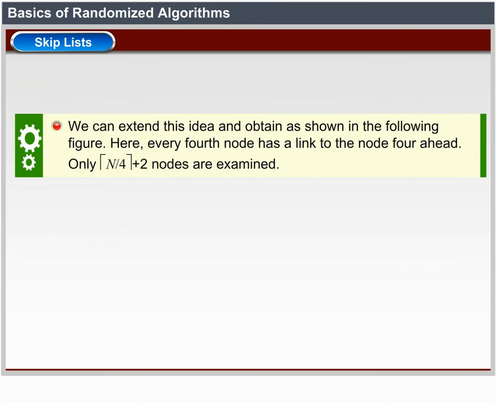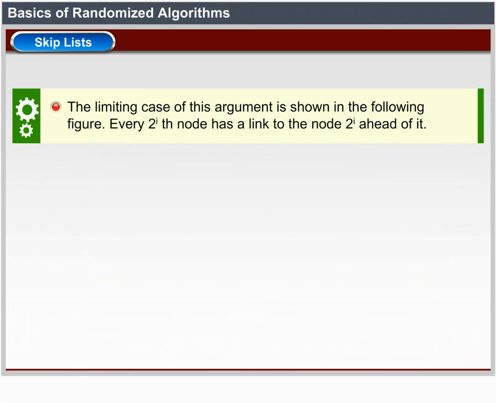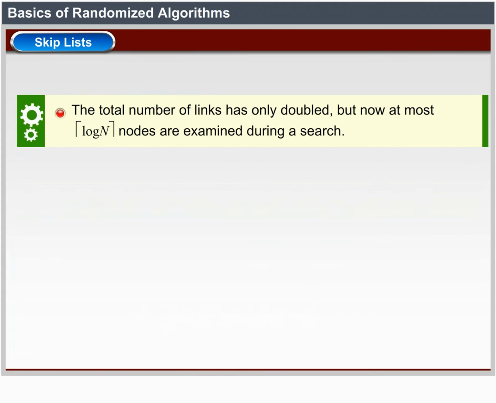We can extend this idea and obtain what is shown in the following figure. Here, every fourth node has a link to the node 4 ahead. Only ceiling of n/4 plus 2 nodes are examined. This figure illustrates a linked list with links to 4 cells ahead. The limiting case of this argument is shown in the following figure. Every 2^i-th node has a link to the node 2^i ahead of it. The total number of links has only doubled. But now, at most ceiling of log n nodes are examined during a search.